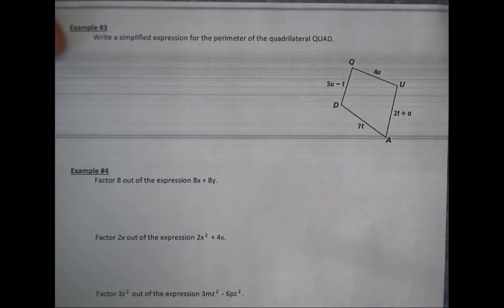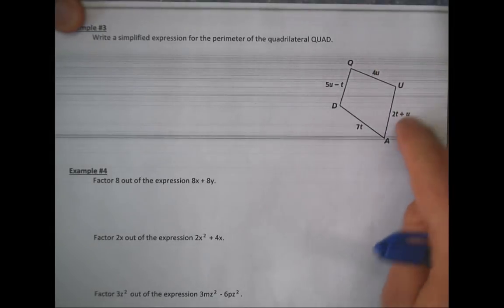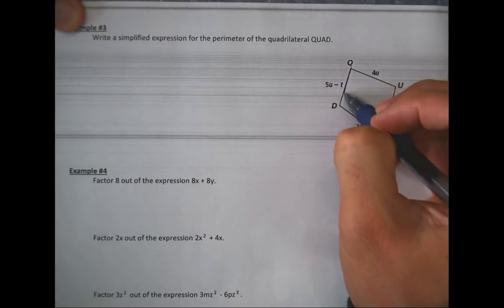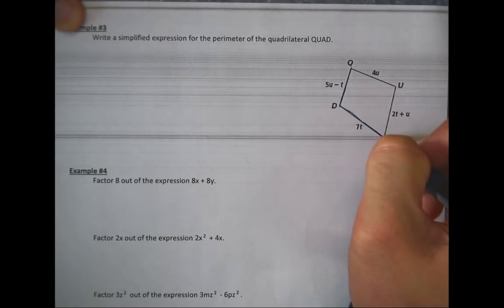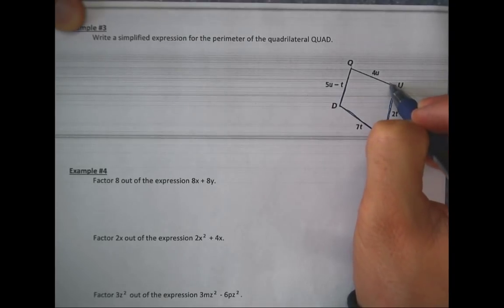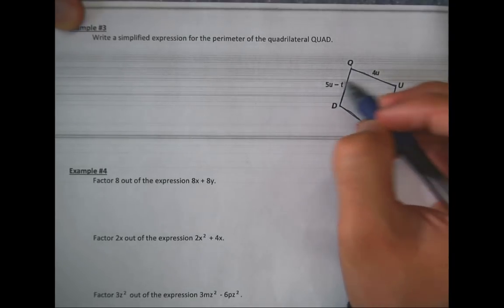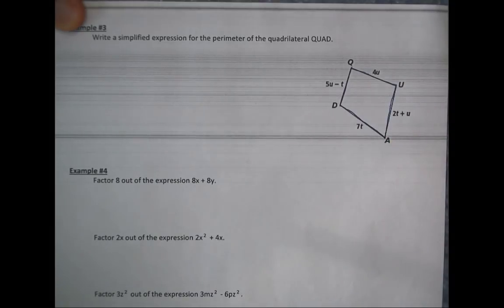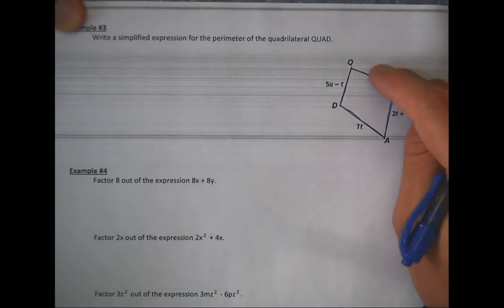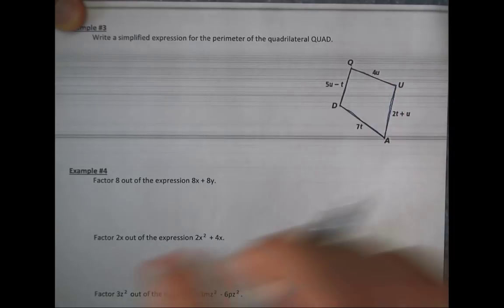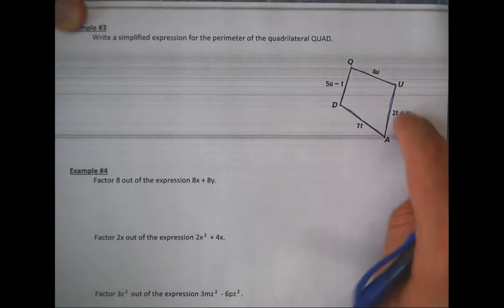So we're going to write a simplified expression for the perimeter of the quadrilateral here. Perimeter is the distance around the outside. So it's literally measuring every single side and adding up all of those lengths. They've given us some expressions that represent the side lengths. We don't actually have a value, but if we did, we would add them all up. So what we're going to do is just write a long expression that shows that we're adding these all up.